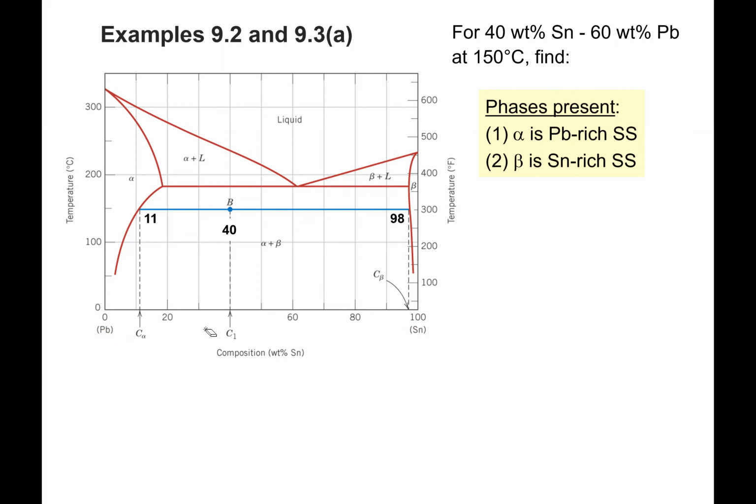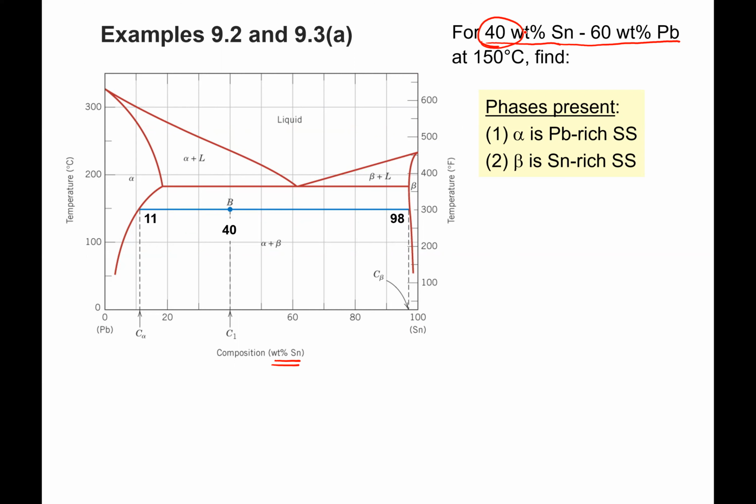Let's get back to the problem. We're going to look at a 40 weight percent tin, 60 weight percent lead alloy. When these compositions are given, just be careful to double check your axes, because you're not always going to be given the axis first. In this case, we are. This is weight percent tin, and we're given the weight percent tin first. So 40 is the one we're looking at. But that's not always the case.